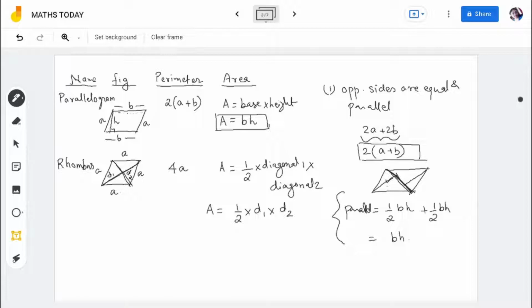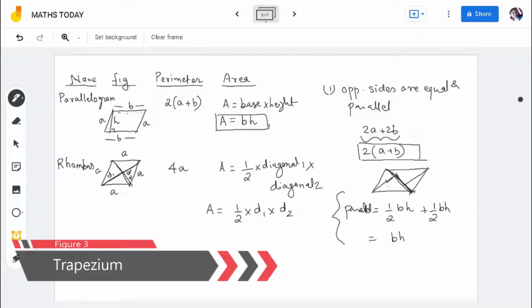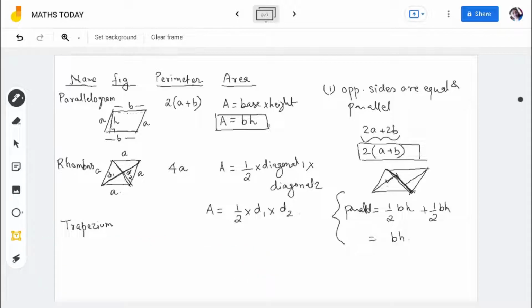Okay, so this is all about the parallelogram and rhombus. Our next figure is the trapezium. Okay, so how does it look? It is also a four-sided figure in which one pair of sides is parallel. That means this side and this side are parallel to each other, and the other two opposite sides are non-parallel.